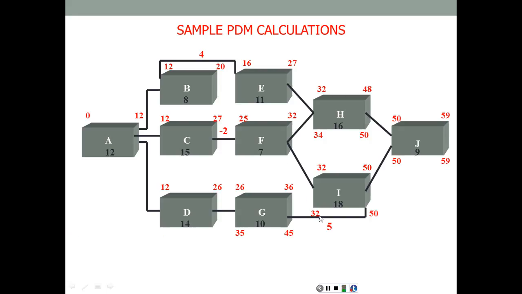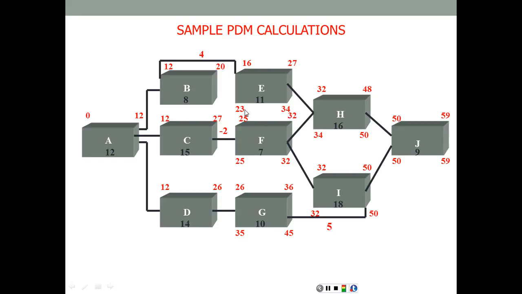So let's look at the numbers. Here, for example, we have 50 minus 5, which is the lag, so it's going to end on day 45, minus the duration 10 is going to start on day 35. And here we have the 32, which is the smaller of the two numbers, 32 and 34. 32 minus 7, that's 25. And here we're going to have 34 and 23. 34 minus 11, that's 23.